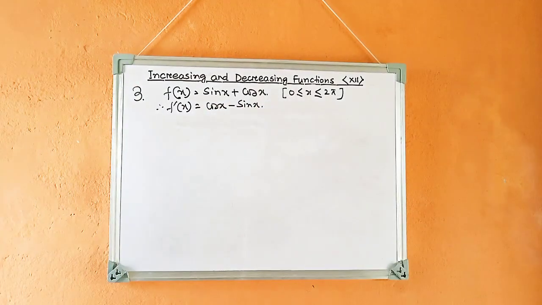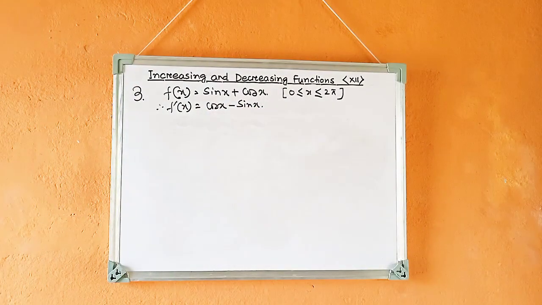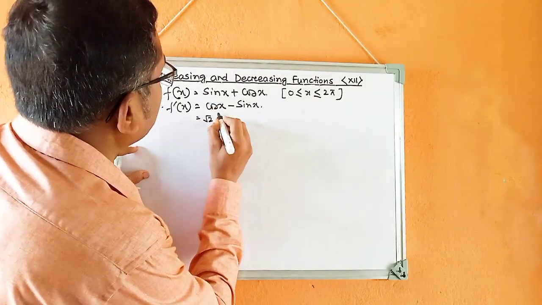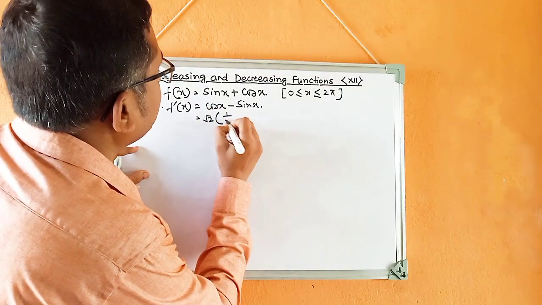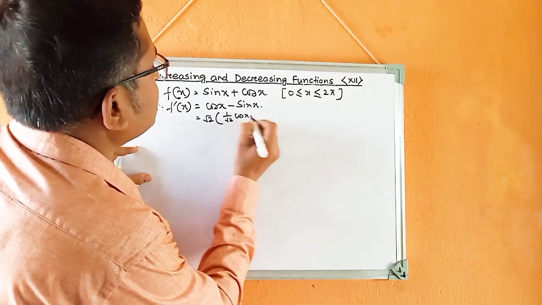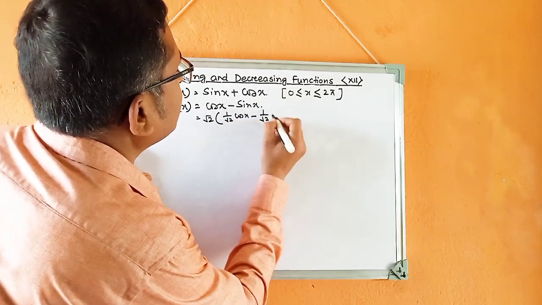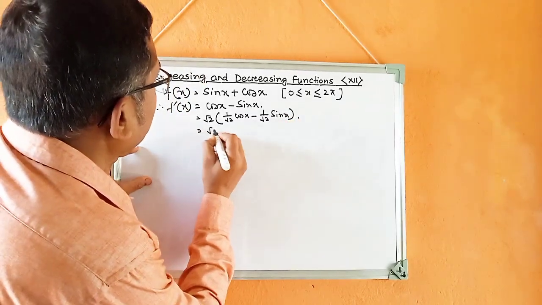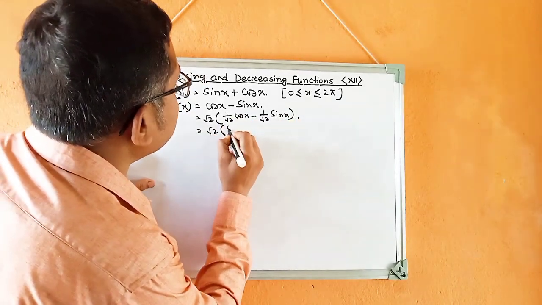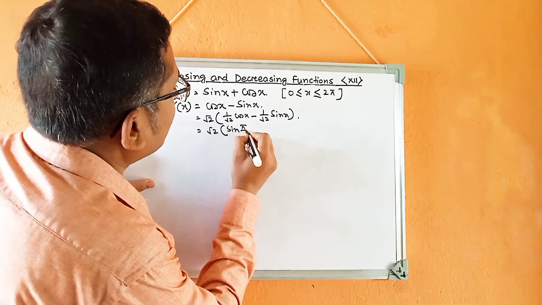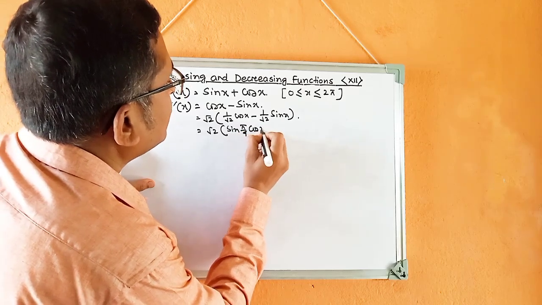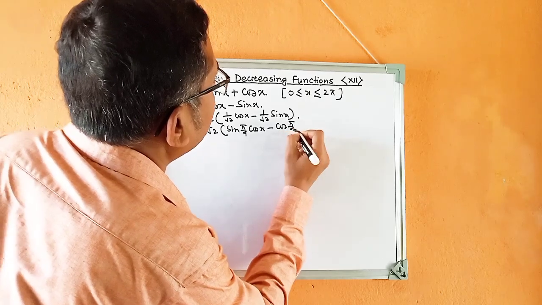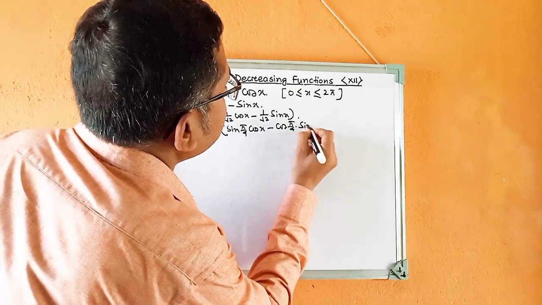sin x equal to cos x equal to minus sin x. Okay, now multiply by root 2. So we get 1 divided by root 2 into cos x minus 1 divided by root 2 into sin x. Okay, now root 2 into 1 by root 2 means sin pi by 4, sin 45 degrees. Sin pi by 4 into cos x minus cos pi by 4 into sin x.